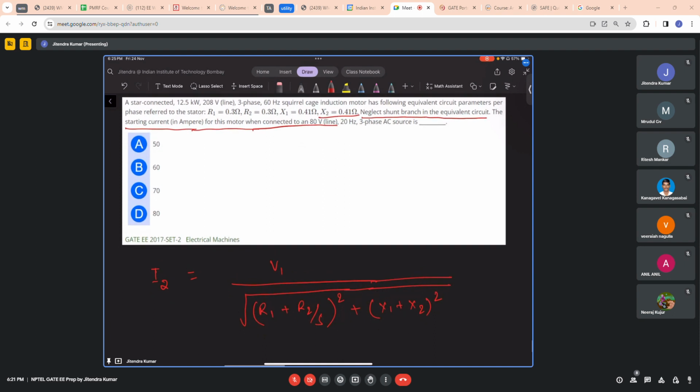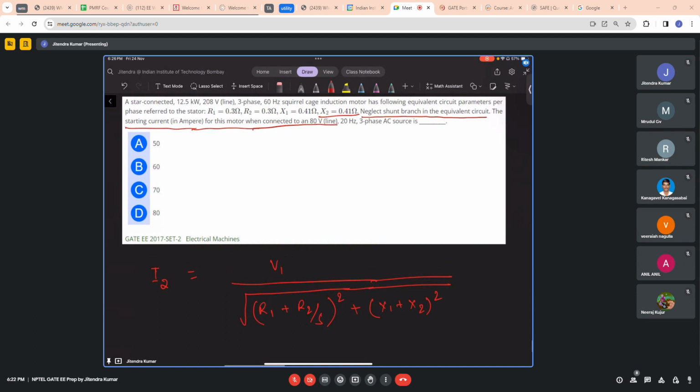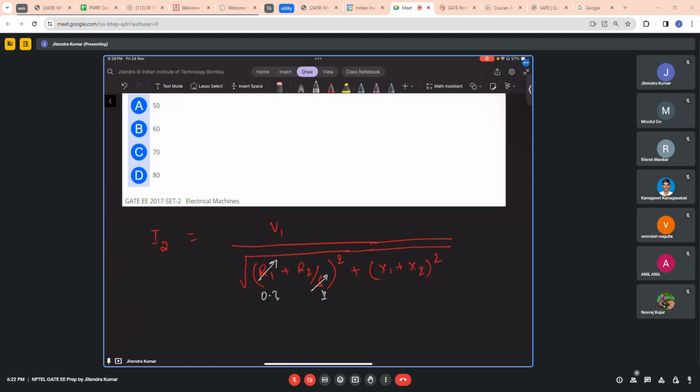Now, we need to find this starting current when the motor is connected to 80 volt of line value, right? For different values of voltage, we will have a change in frequency. The resistances are fixed, so R1 plus R2 will be fixed, that is 0.3. Since we are dealing with starting, we can consider S equal to 1. So far, I hope you are following. So we can write R1 as 0.3 and R2 as 0.3, so this will be 0.6.